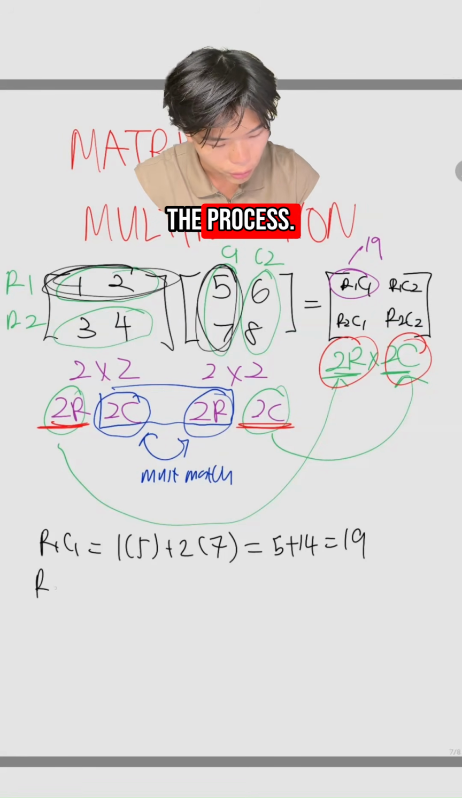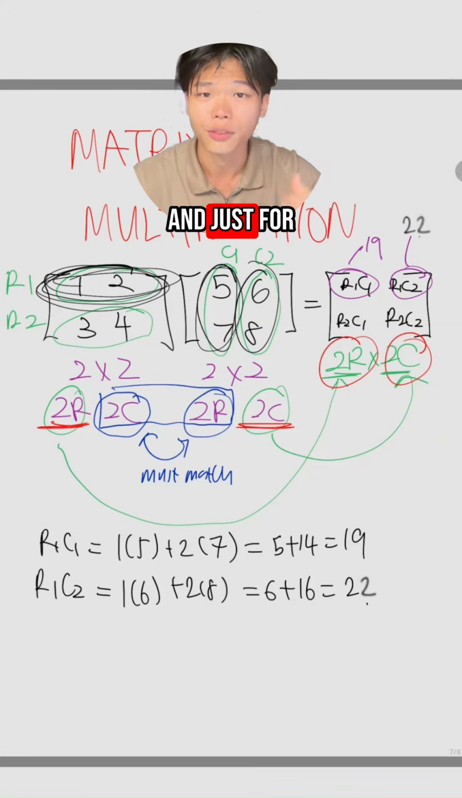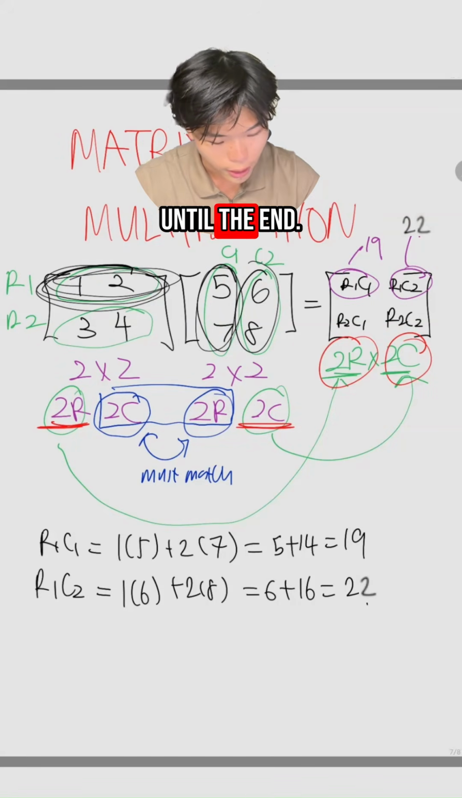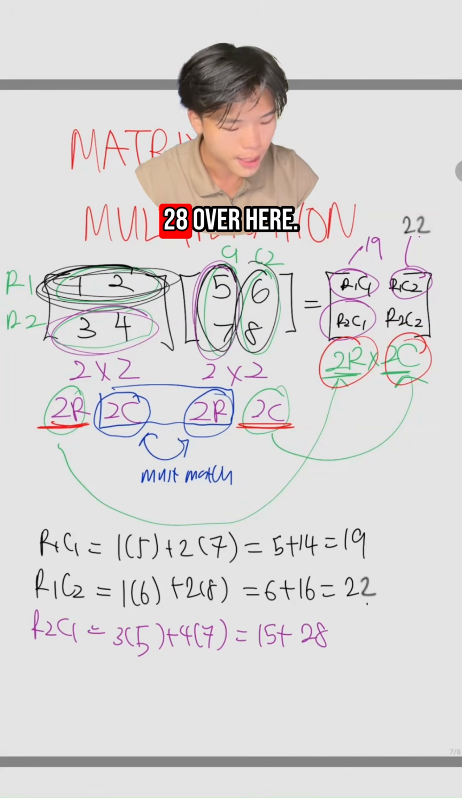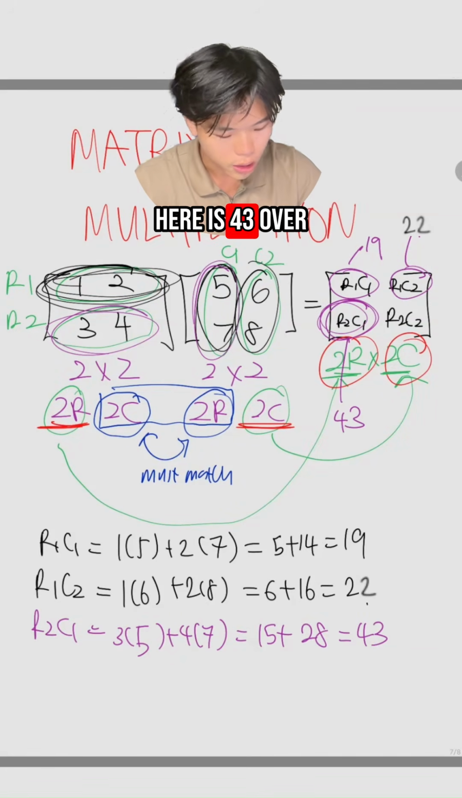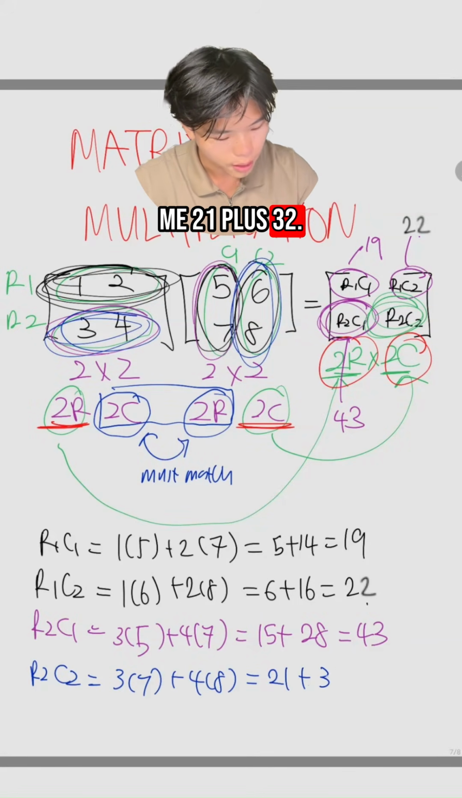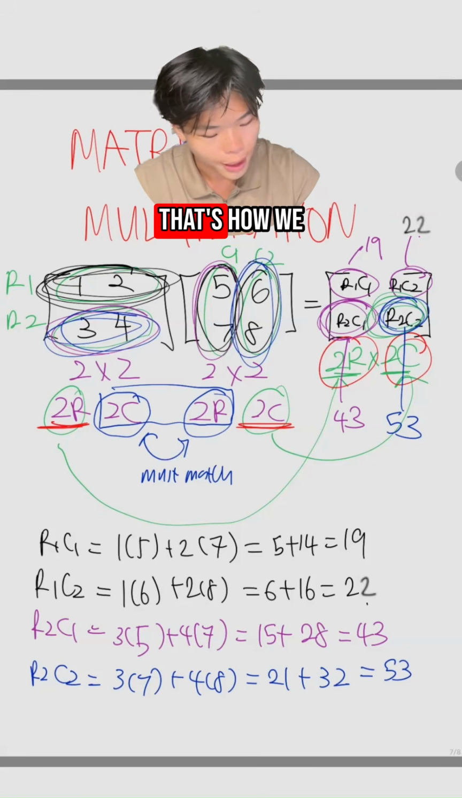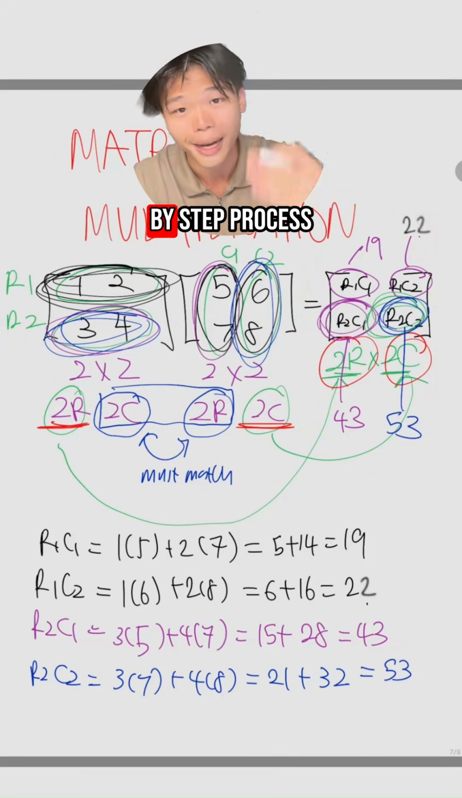And then of course we can repeat the process. And just for the sake of this video, I'll go all the way until the end. And that's how we eventually derive all of the values for the final matrix using this step-by-step process.